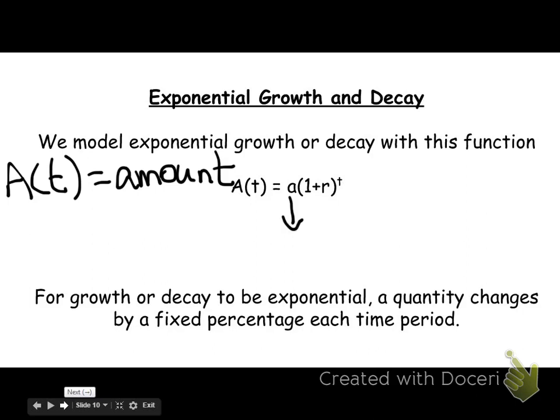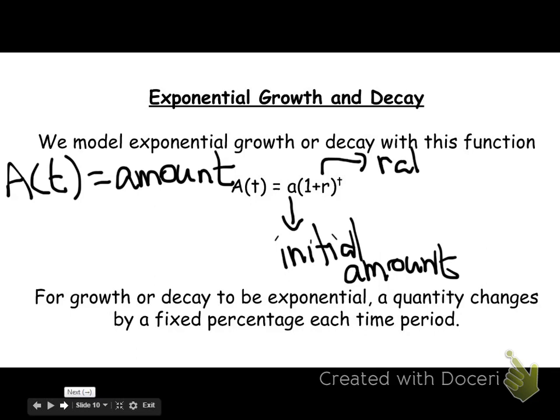A represents the initial amount. It's what you start with. R, of course, is the rate, be it growth or decay. And if it's decay, you just simply represent it as a negative number. And T, of course, represents time. Remember, for growth or decay to be exponential, you change by a fixed percentage each time period.